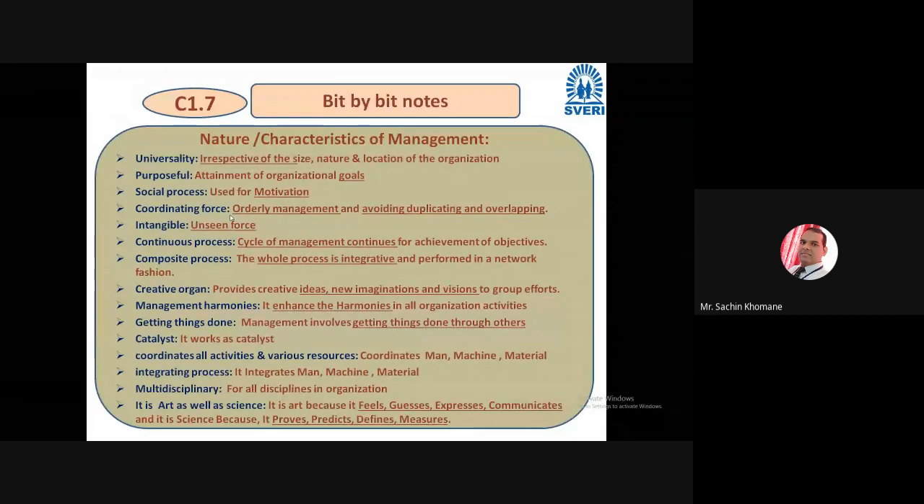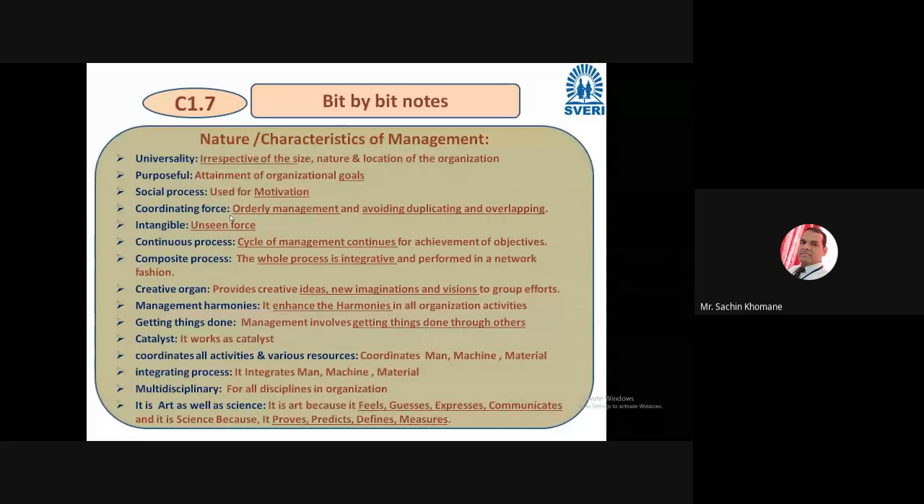And why is it science? Because it proves, it predicts, it defines, it measures. If you see the terms above on screen, feel, guesses, expresses, communicates, all are relevant to art, right? And for science, proves, predicts, defines, and measures, all four terms are relevant to science. We say it is science when proof is there, whenever you are predicting with the help of some analysis, whenever you are able to define, whenever you are able to measure, right? So friends, management is art as well as science.